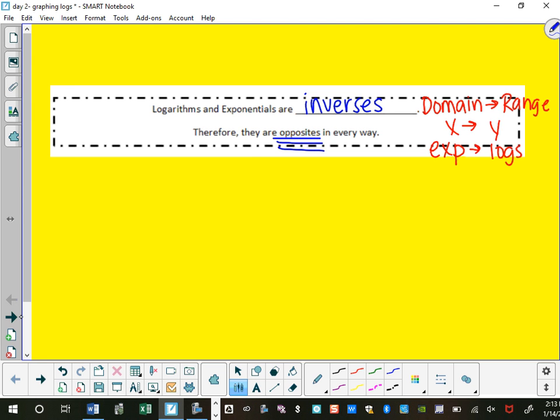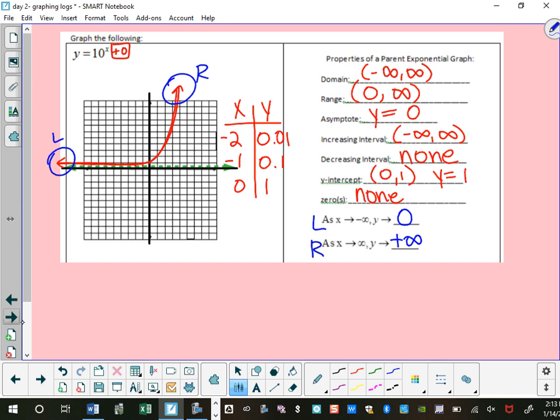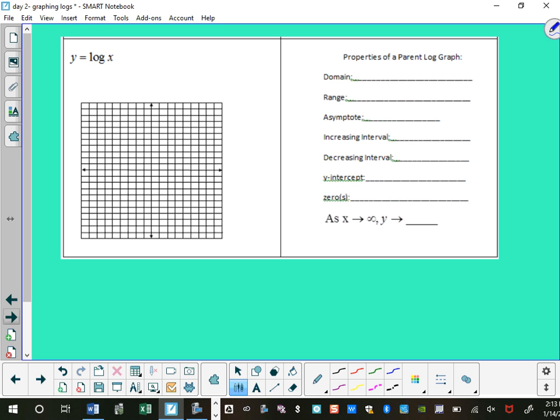So, if I... Okay, let's see. Is this a log equation or exponential? Log, because it literally says log. All right, this is what's new.